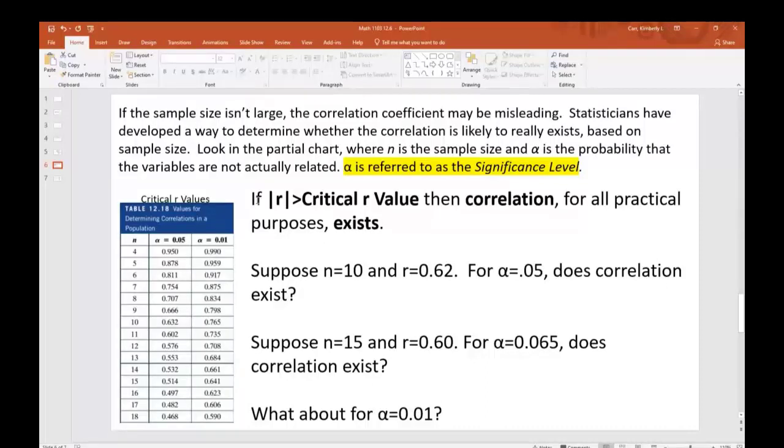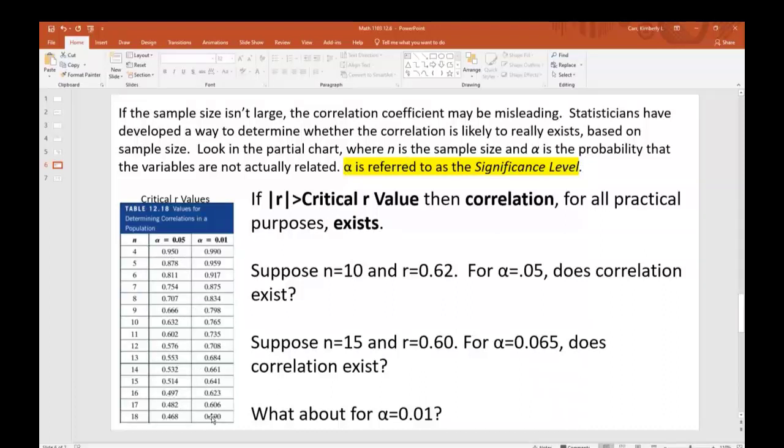What we do is, N is the sample size, and this little symbol here is alpha. It has to do with the probability that the variables are not actually related. If we have an alpha of 0.05, that means there's a 5% probability that the variables are not actually related. And alpha is referred to as the significance level.